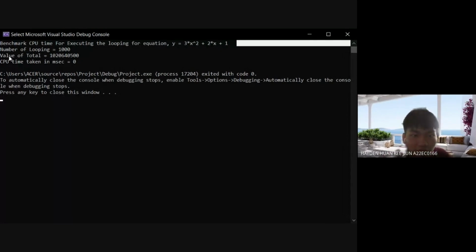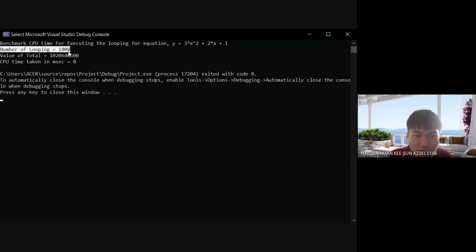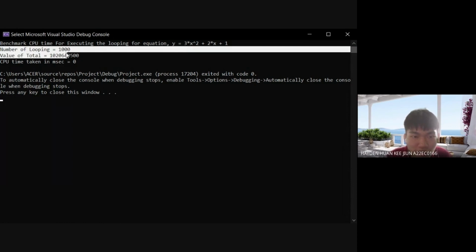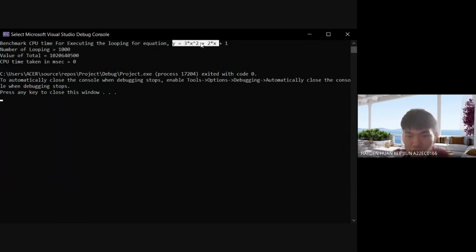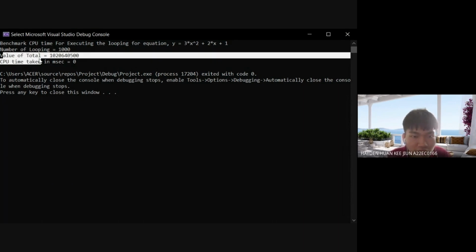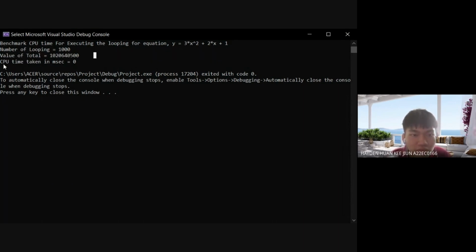I believe that you can see that since I use 1K to loop the equation, the number of looping is 1000, and this is our equation 3x squared plus 2x plus 1. Then this is the value of total, and my CPU time taken in milliseconds is equal to 0. For the next two, the 10K and 100K, it is also the same. We just change the ECX value and also the output value for EAX, which is the display part.